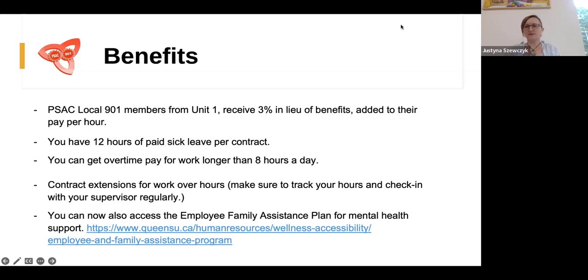And another of the benefits that are fairly new, for the last few months, is that we have access to the Employee Family Assistance Plan for mental health support. This is in recognition that the last few years have been extremely difficult for many of us, and there are so many other problems and issues that we all have to deal with in our personal and work life and student life, that we need to take care of ourselves and prioritize our health. That's why I'm also emphasizing those 12 hours of paid sick leave, at the risk of being boring and repetitive. I have to say it again.